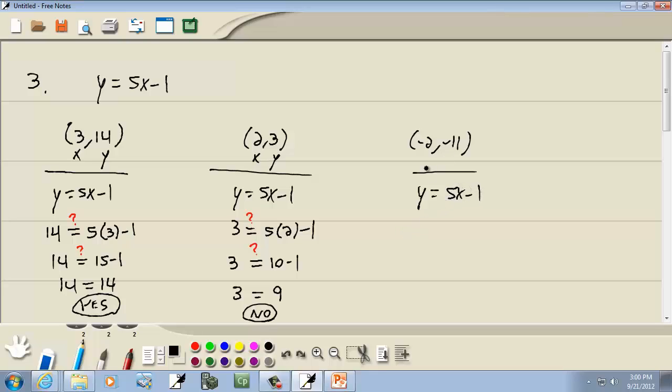(-2, -11). Again, this is my x and this is my y. So I'll plug -11 in for the y. Plug -2 in for the x. And again, this is a question mark here. We don't know if they're equal yet. Well, 5 times -2 is -10. And negative 10, negative 1 gives us negative 11. Since these are equal to each other, the answer to this one is yes. That is an ordered pair that satisfies our equation.